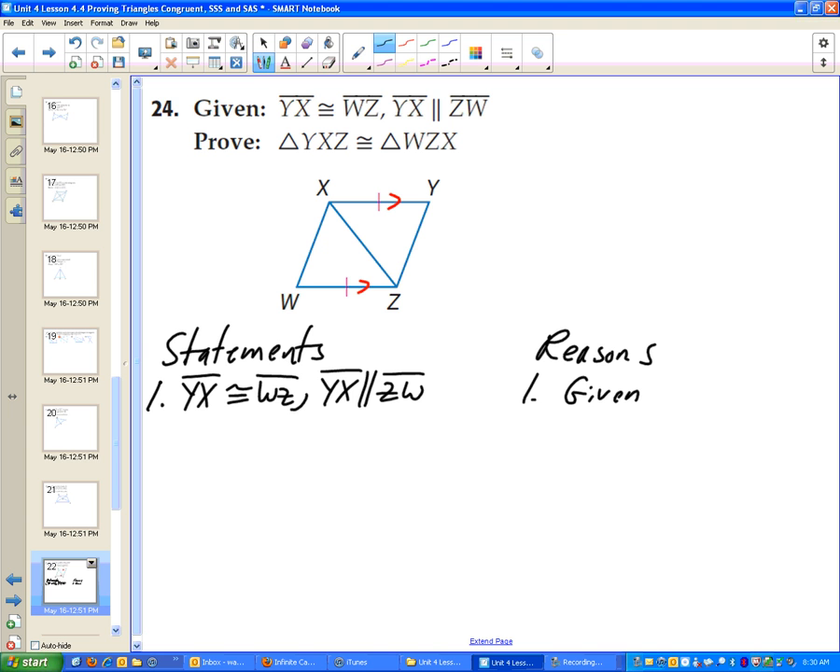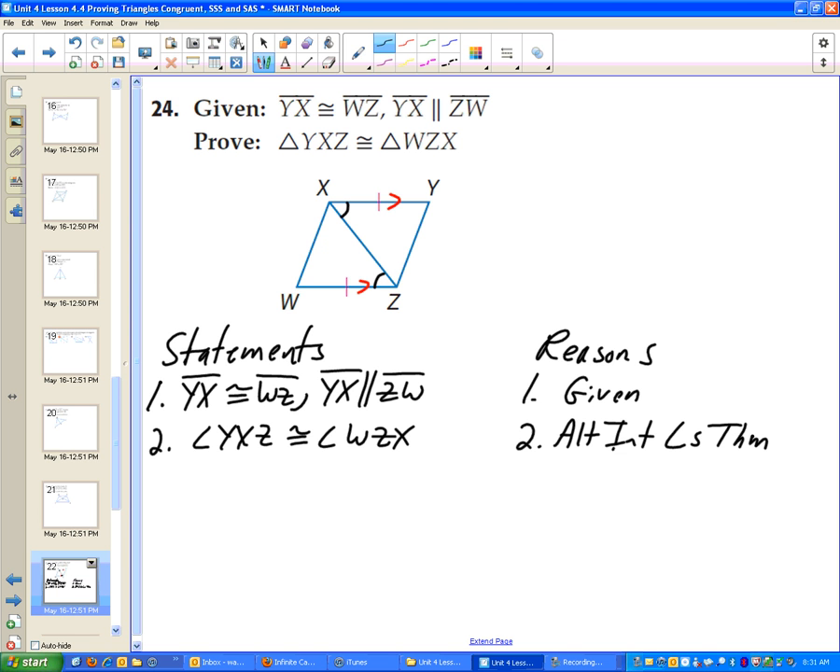All right, now, statement 2. I think I want to say that this angle, which I can call angle YXZ, is congruent to this angle, which I'll call WZX. And what's my reason for that? Exactly. Alternate interior angles theorem.